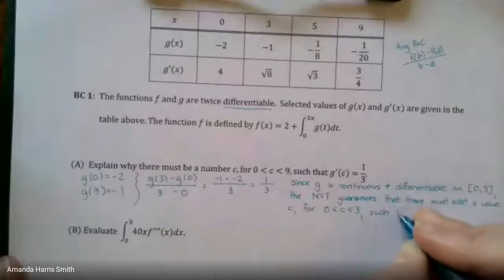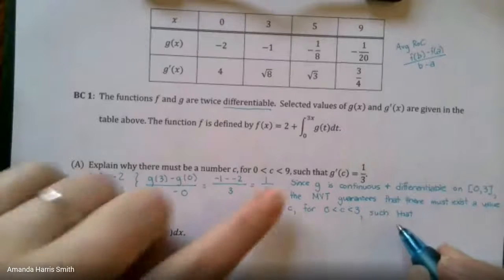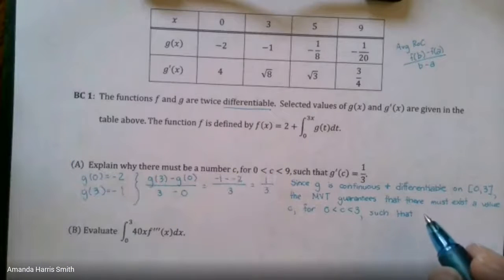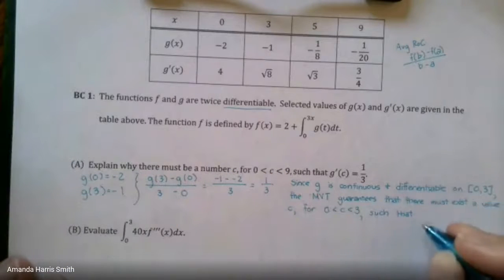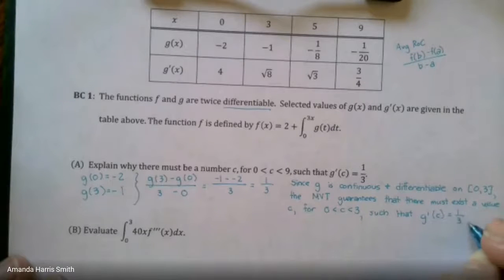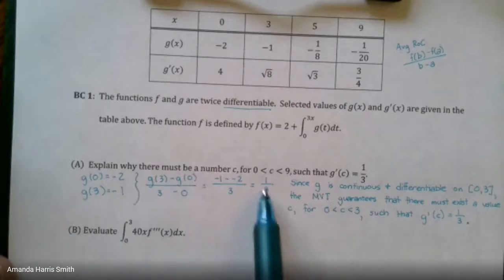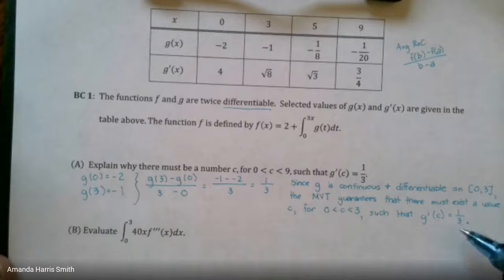Such that, and at this point, I am just parroting their own words back to them, right? When someone asks you a question, you end up restating it as part of the answer, right? So such that G prime of C equals 1/3. And that's it. So G prime of C equals 1/3, right? I've done my explanation. I've shown here's my average rate of change. I don't have to label it. You can say this is average rate of change. You can say whatever. And then this is the instantaneous rate of change, but you don't have to do any of that. This right here, that's full credit.